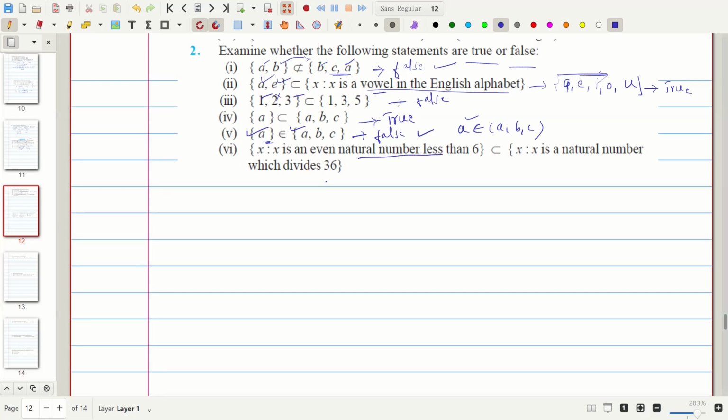Next, the sixth one is even natural numbers less than 6. Even natural numbers less than 6 are 2 and 4.